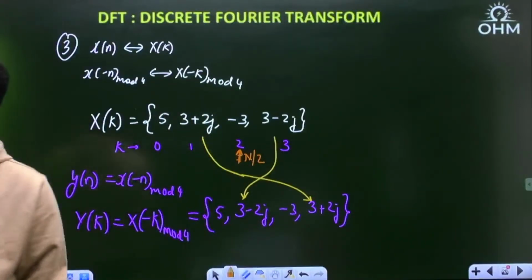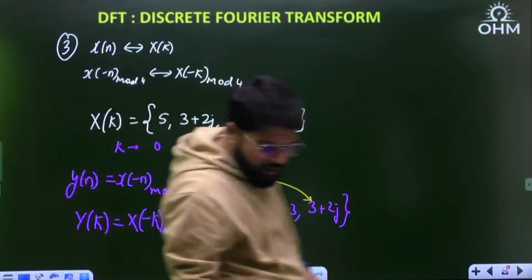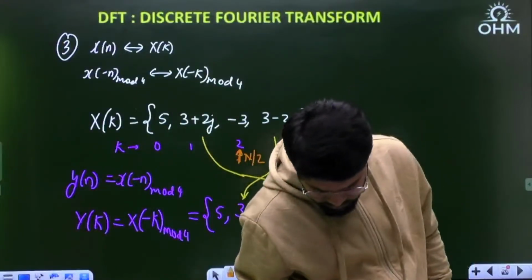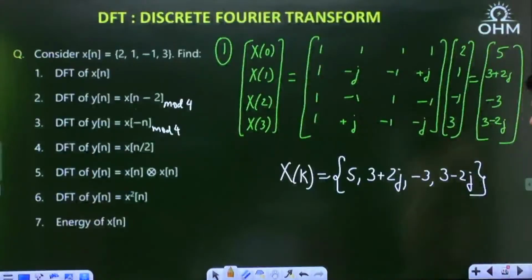Right? Let me know in case of any doubts. So that is the third answer. Okay, fourth. Find the DFT of y[n] equal to x of n by 2.